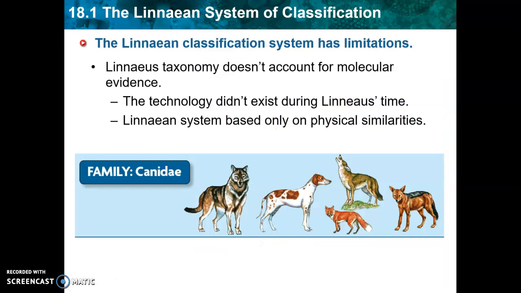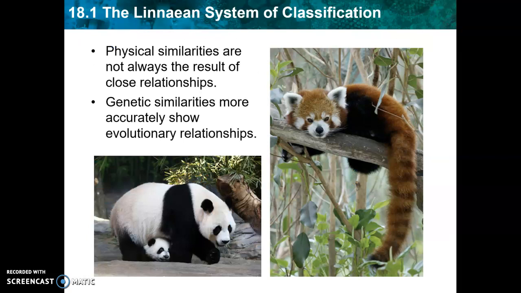So our Linnaean system of classification is good, but not perfect. Remember, Linnaeus didn't know about genetic information or DNA sequences, so he really had to rely on physical similarities. And now that we have better technology in place, we know a little bit more about evolutionary relationships. One thing that wasn't exactly correct initially was the classification of the panda. We see on the left here the giant panda, and on the right we have a red panda. Even though they're both called pandas, they're not really that closely related. The giant panda is much more closely related to bears, and the red panda more closely related to raccoons.